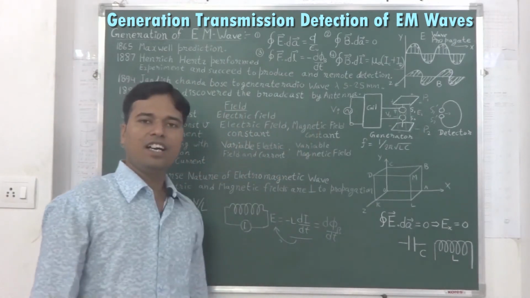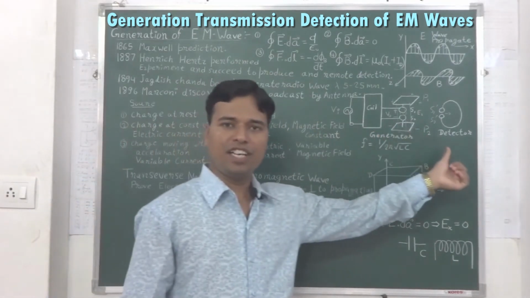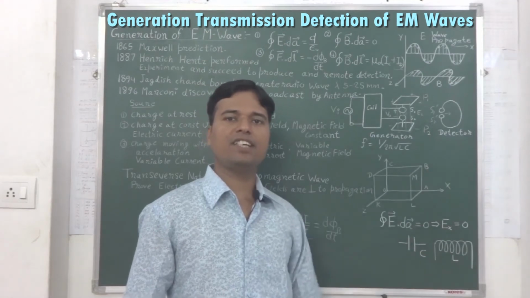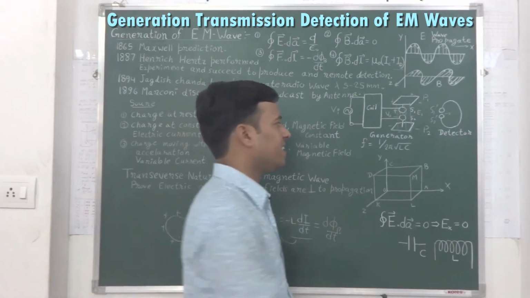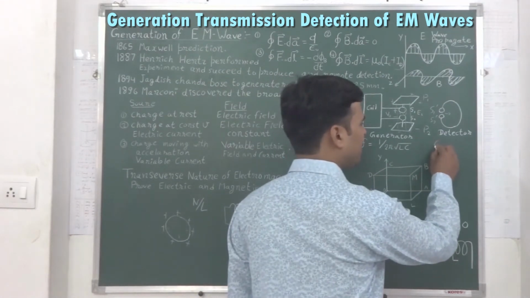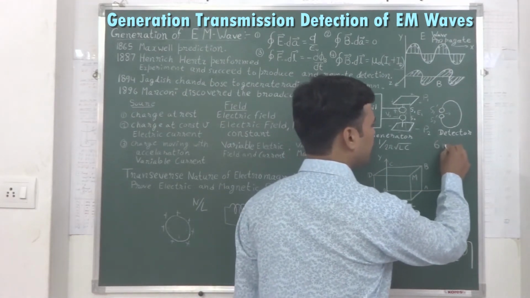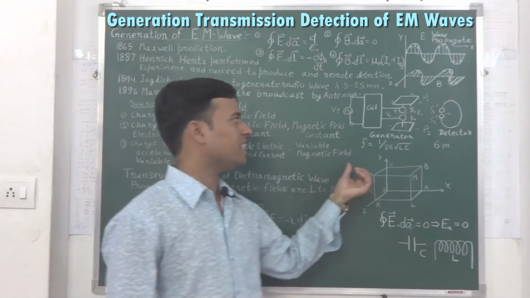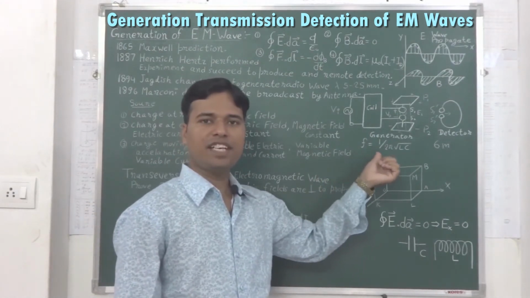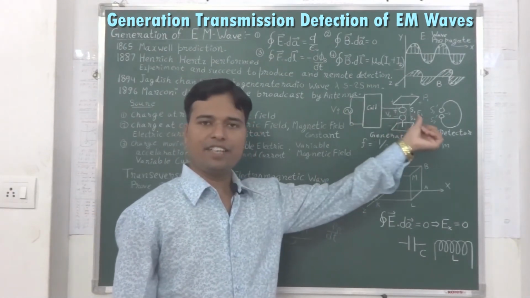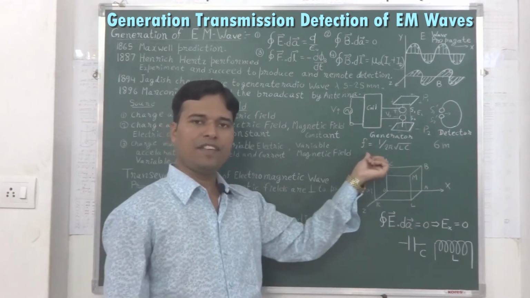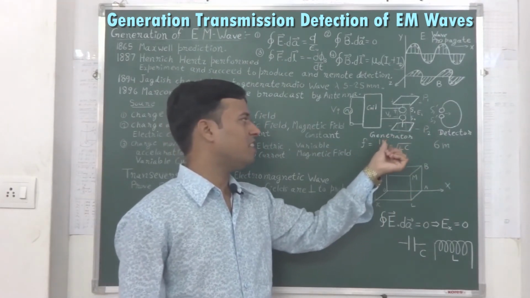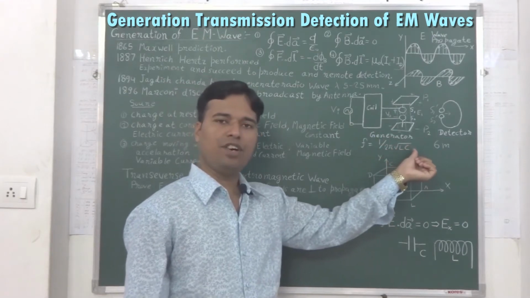Then in the experiment of Hertz he found that the wavelength of this wave which was generated was nearly equal to 6 meter. The frequency of such an electromagnetic wave can be calculated by frequency is equal to 1 upon 2 pi square root of LC.